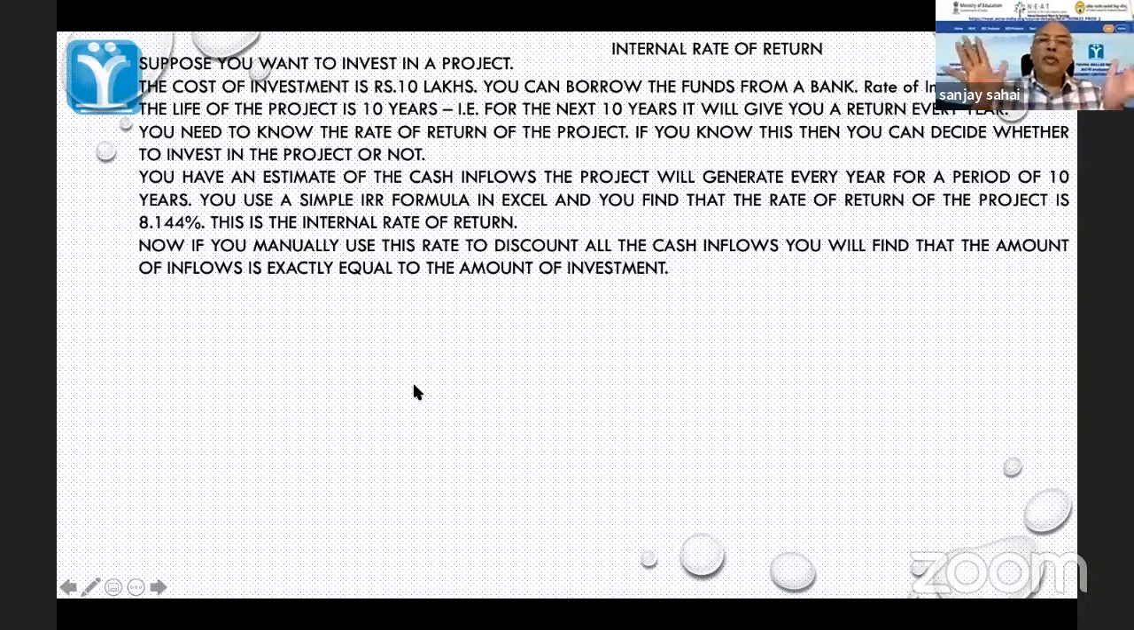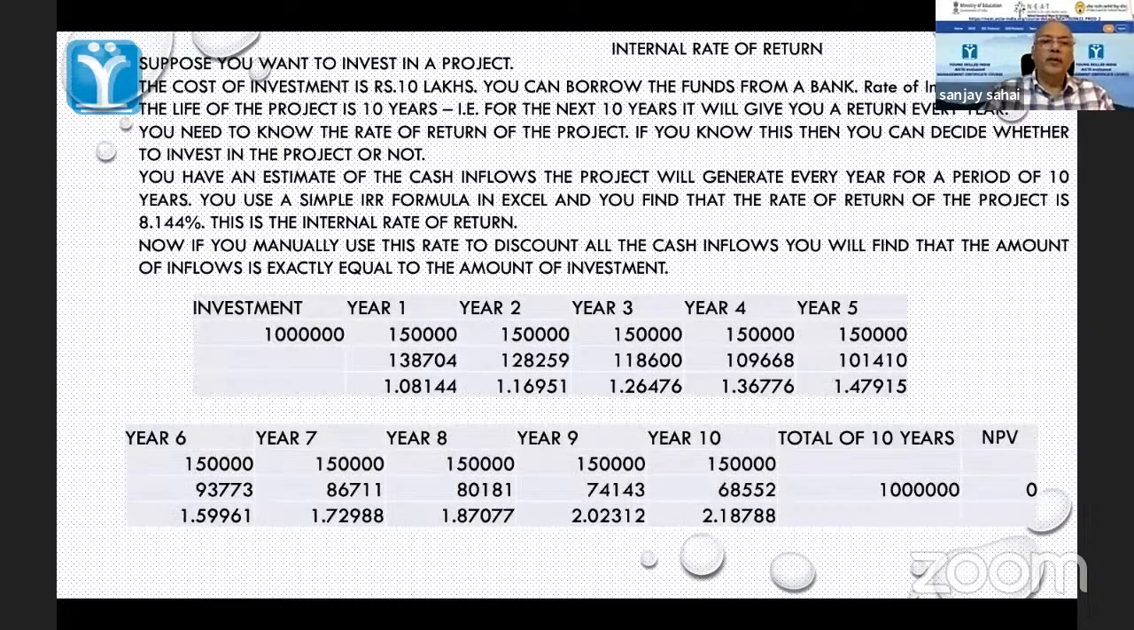So remember, I told you that it's not possible, except by trial and error, to actually find out what my internal rate of return is. But Excel makes it easy. Now, to understand the math behind this, you can use Excel to find out what the rate of return is. In this particular case, we just found out that it's 8.144.